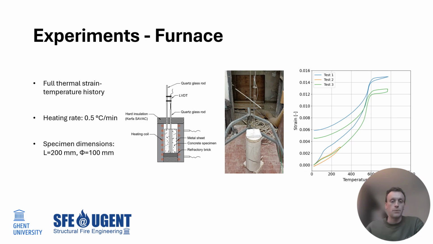Then the second experiment is more of a traditional way of measuring the thermal expansion, and it gives us the full thermal strain temperature history and not just the residual one. So what we did was we placed a concrete cylinder in a furnace, and then using 2 quartz glass rods and an LVDT, we were actually monitoring the relative displacement of the top surface as compared to the bottom of the furnace. And we did this at a very slow heating rate of 0.5 degrees Celsius per minute to avoid large temperature gradients inside the specimen.